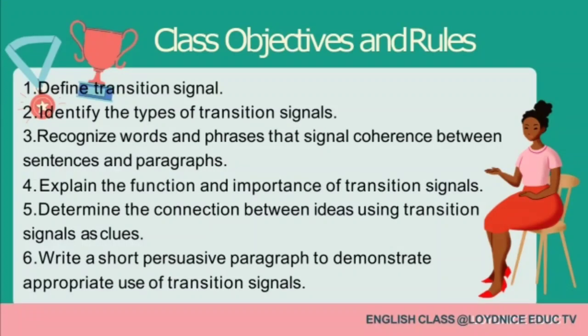Class objectives. At the end of this presentation, you'll be able to: 1. Define transition signal. 2. Identify the types of transition signals. 3. Recognize words and phrases that signal coherence between sentences and paragraphs. 4. Explain the function and importance of transition signals. 5. Determine the connection between ideas using transition signals as clues. And 6. Write a short persuasive paragraph to demonstrate appropriate use of transition signals.